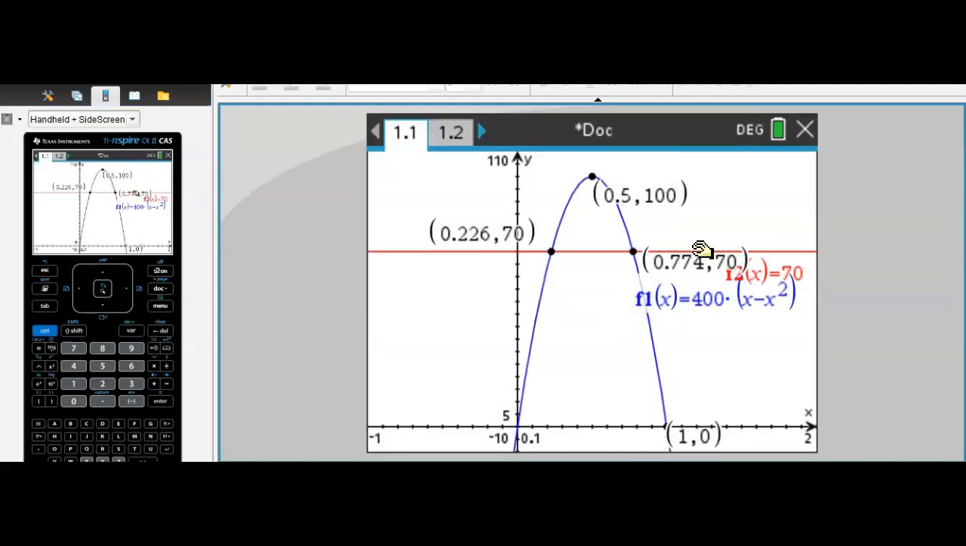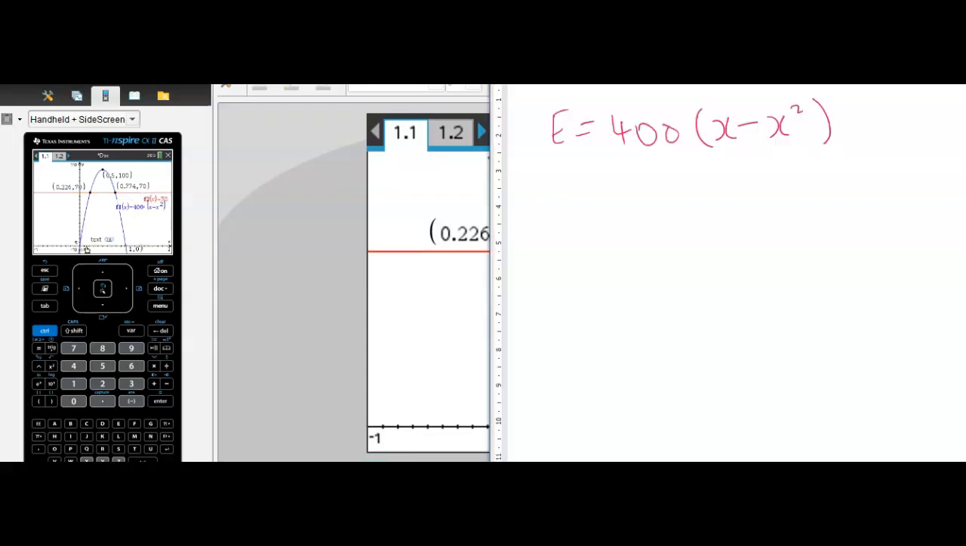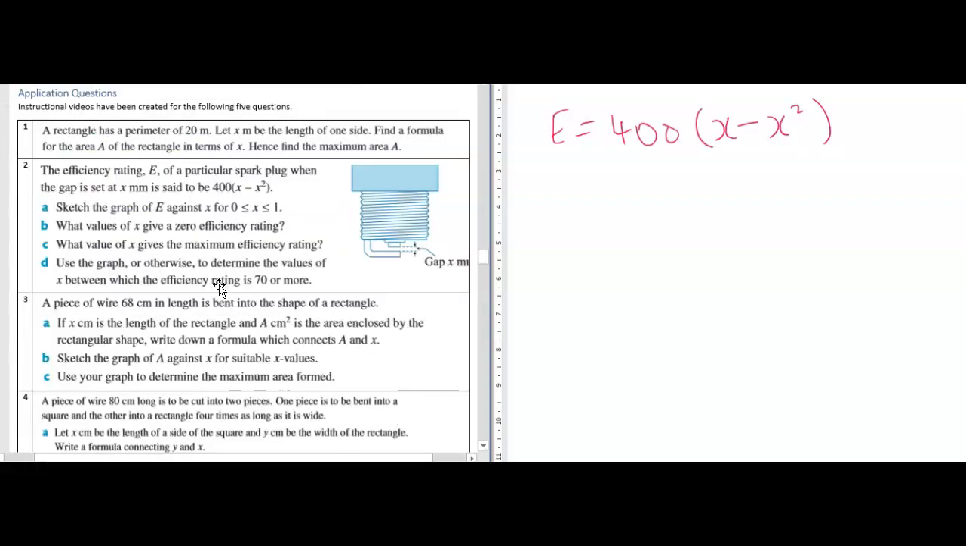And there it is. Okay, so anything above 0.226 and below 0.774 for question D. Now you could also use solve on your calculator. So you've got two equations, you can just solve if you don't want to look at the graph.